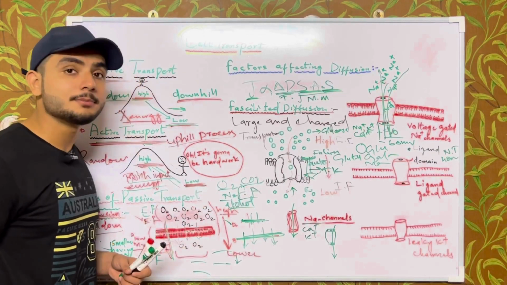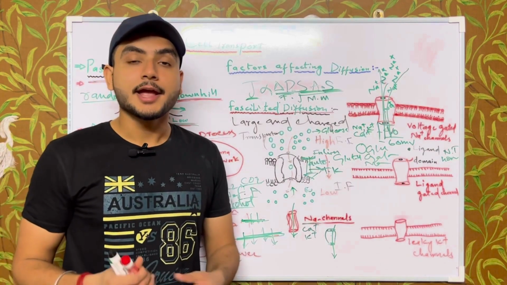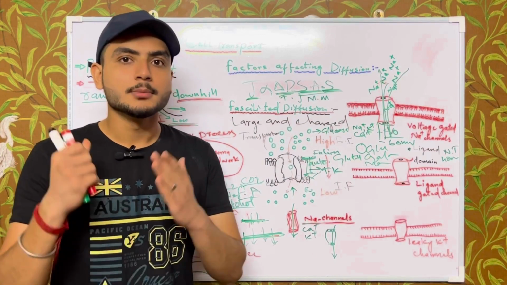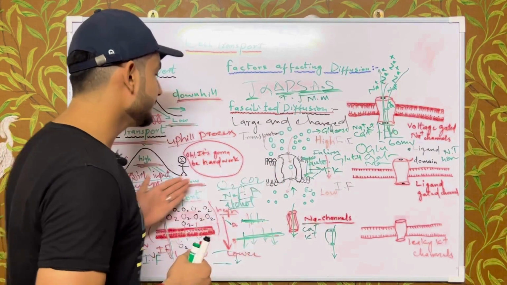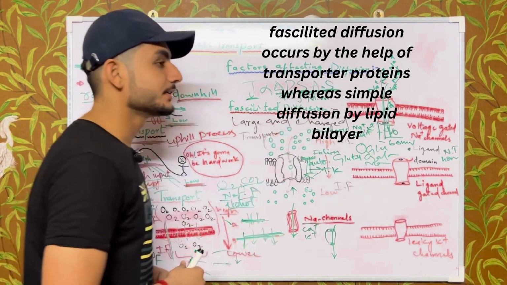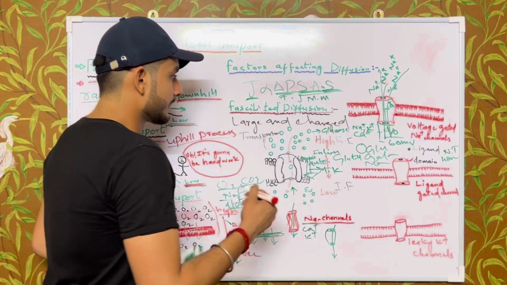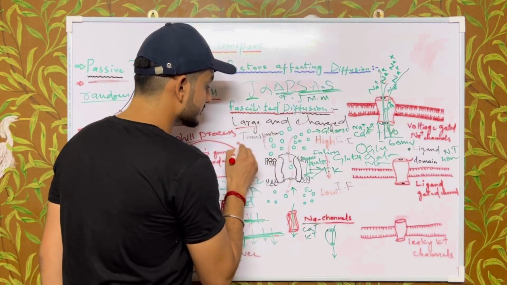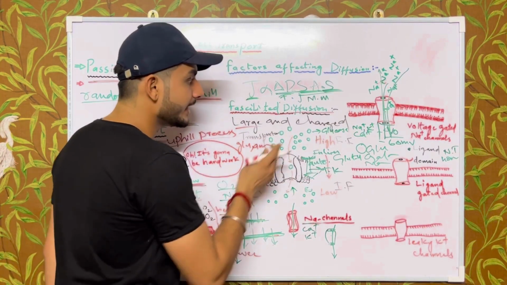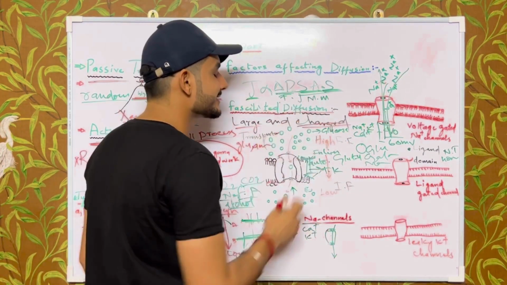But there is a problem with simple diffusion. Those molecules which are larger in size and which have charge cannot cross the biological membrane by simple diffusion. So there is another process known as facilitated diffusion, which helps them cross the biological barrier. Large molecules include glucose, some amino acids, and charged ions include sodium ion, potassium ion, calcium ions.